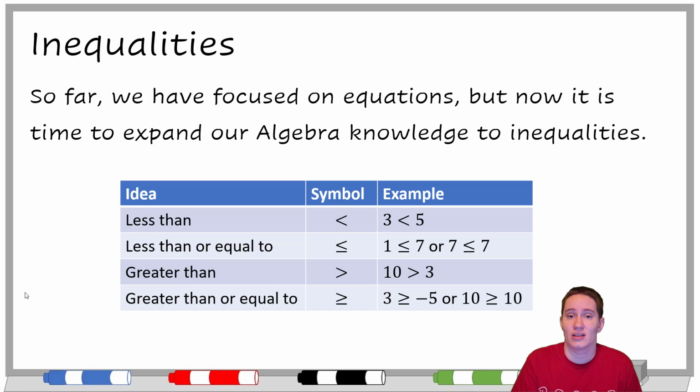For greater than, the bigger number should be on the left. So 10 is greater than 3 is a true statement because the bigger number is on the left. Greater than or equal to has the same situation as less than or equal to, where we could be talking about something that is actually greater than what's on the right, or we could be talking about something that's equal to what's on the right. Okay, so that's a general overview of our inequality symbols.